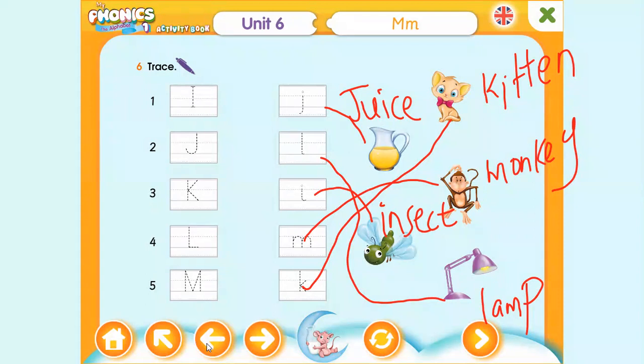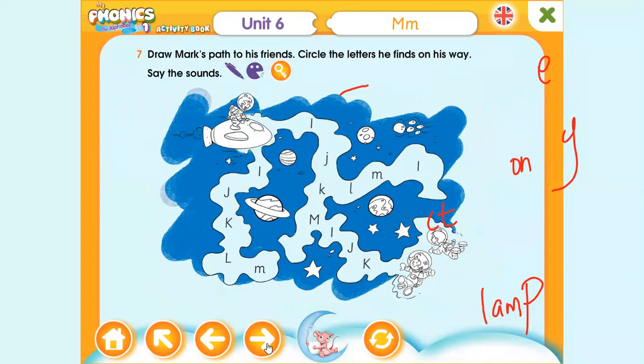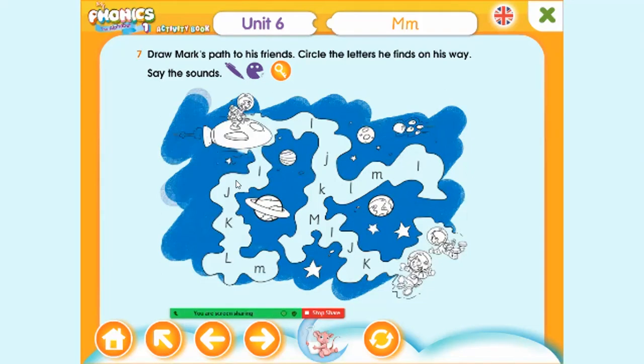Now, the next one, you just have to trace. Just follow the lines. You have to save this boy. What does it say? Draw Mark's path to his friends. So Mark wants to find his friends. Trace and find his friends. So does he go here? Nope. Does he go here? Nope. Does he go here? Nope. Does he go here? Yes.